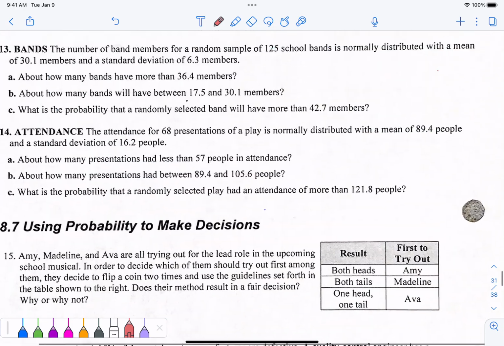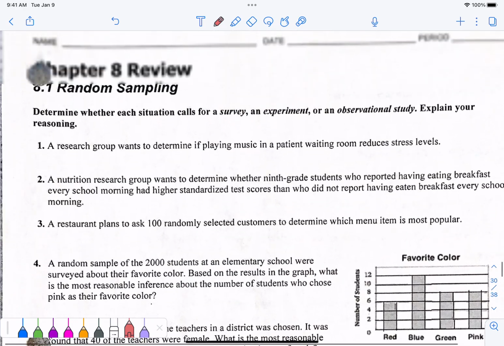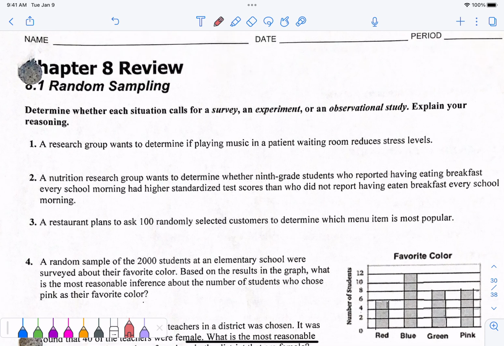Here we go. Front half of the review. All right, here's what I want you to do really quickly. You do number 1, number 2, number 3 by yourself. Go right now. I'll check. Just pass. Do number 1, number 2, number 3. It's either going to be a survey, experiment, or observational study. I will tell you there is one of each. So figure out 1, 2, and 3. Which one is a survey, an experiment, or observational study?